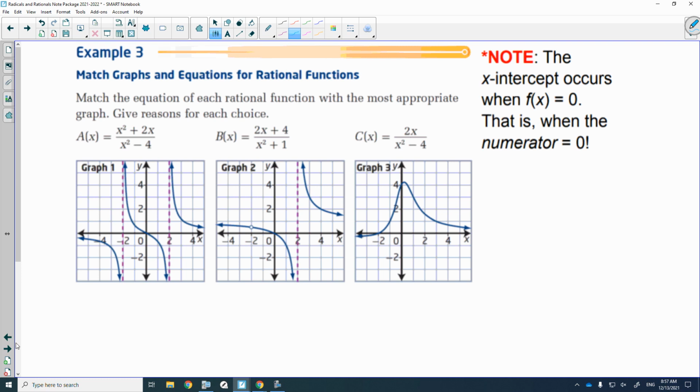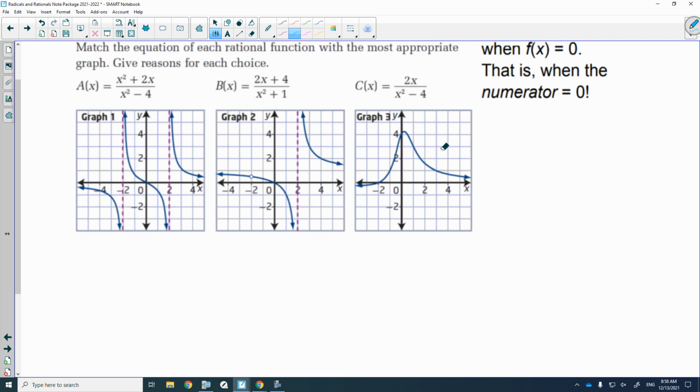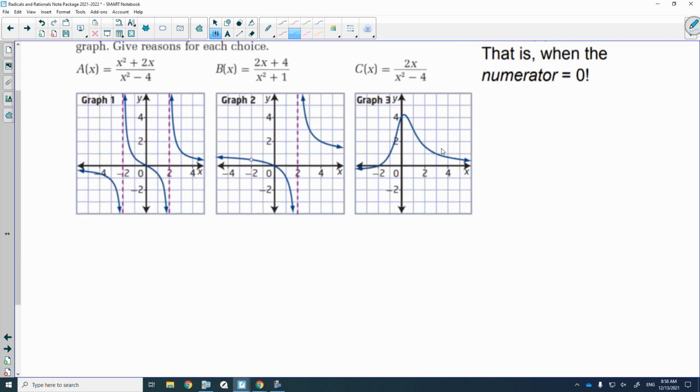Okay, let's skip to this one. So this is the handout that I gave you. Thanks, Kevin. This is the handout that I gave you today. So let's go through this. It says, and this is something, again, you have to be able to do, that's why we're going through this: match the equation of each rational function with the most appropriate graph. Give reasons for your choice. You are given 3 different equations of rational functions, and 3 different graphs, and you have to match and then give reasons.